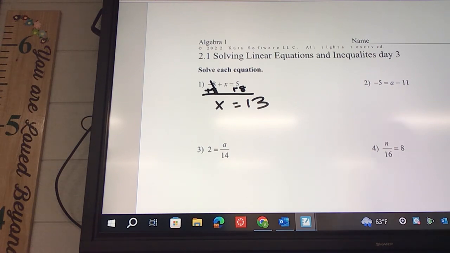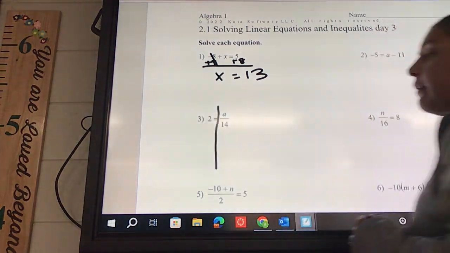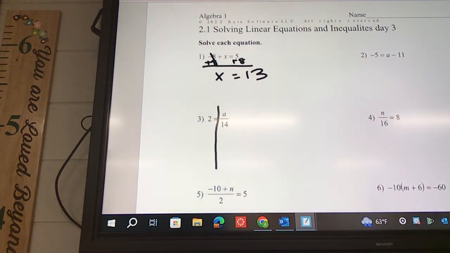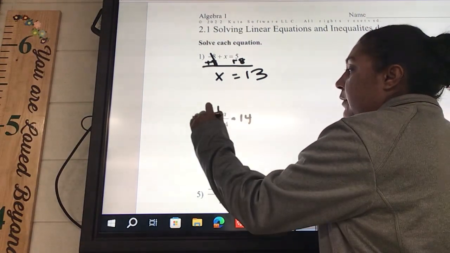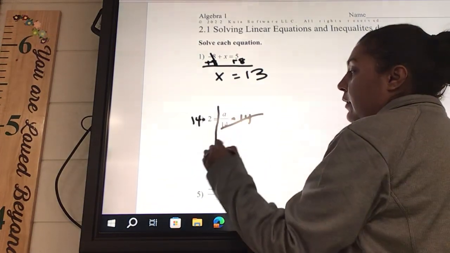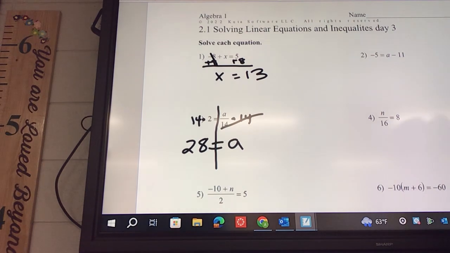Okay, number 3. If I draw my line down, I'm solving for a. So anything that's on a side needs to be moved. Okay, and a bunch of you guys got this wrong on the day 1 sheet. We're timesing by 14. So I'm going to get a equals 28. It doesn't matter if it says 28 equals a or a equals 28. You're always moving stuff away from the letter.